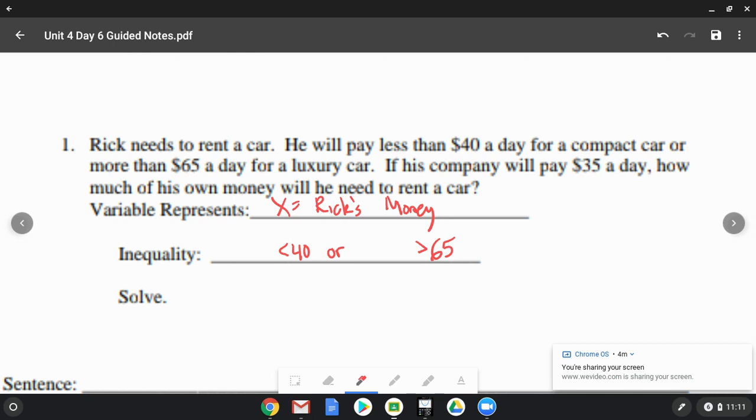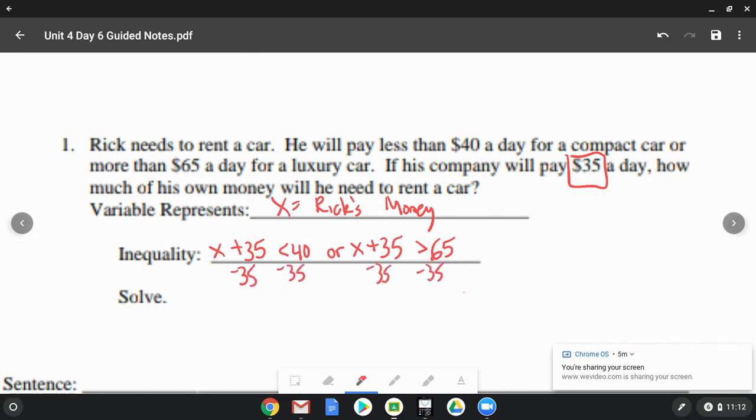So we just got to figure out what variable. So we know the variable is X. And then we got to figure out what else. Well, I think the only other thing was this $35 is what the company is going to pitch in. So no matter if he's renting the compact car or the luxury car, the company is pitching in the same $35. So now if we set this up appropriately, we subtract 35 on both sides.